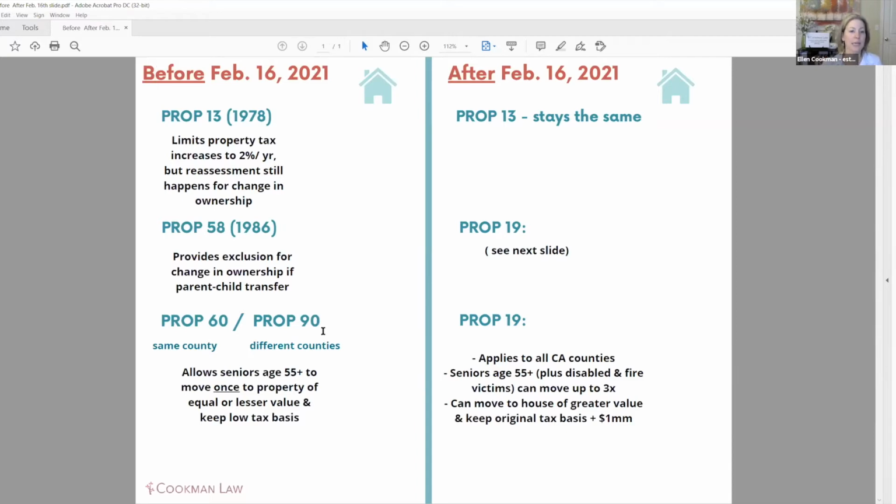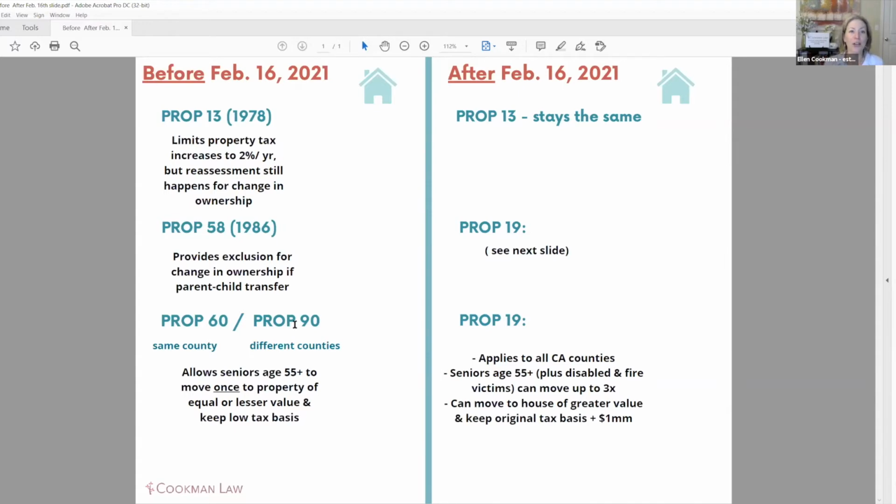The county actually had to opt in to receive this benefit. And most of the counties in the Bay Area did opt in, but a lot of counties where people would want to move to, let's say they wanted to move to Monterey County or Santa Cruz County or to Napa County, I don't believe those counties were covered. Okay, so that is the landscape for Prop 13, Prop 58, Prop 60 and Prop 90.